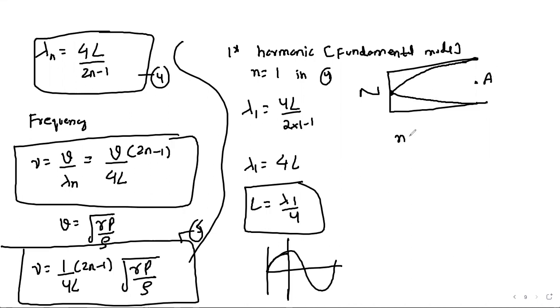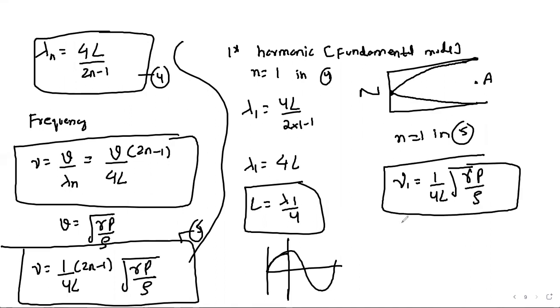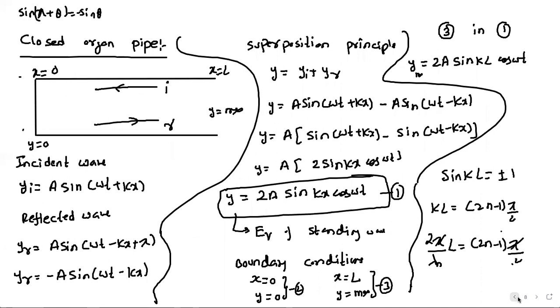Next, you can also calculate the frequency. So for frequency, put n equal to 1 in equation number 5. When you substitute n equal to 1 here, you will get the frequency of the fundamental mode is 1 by 4L root over gamma p by rho. So this is about the closed organ pipe, right? Let's note it down.